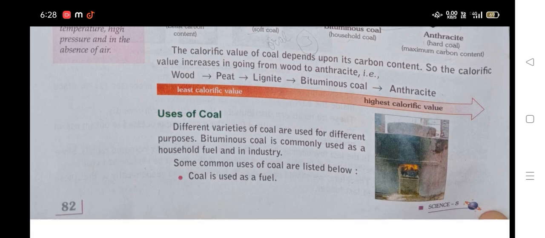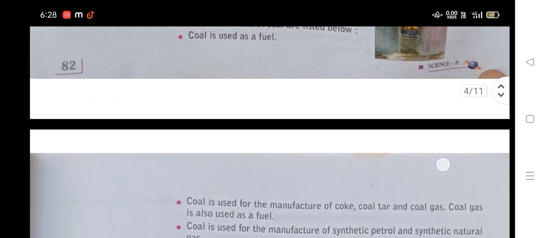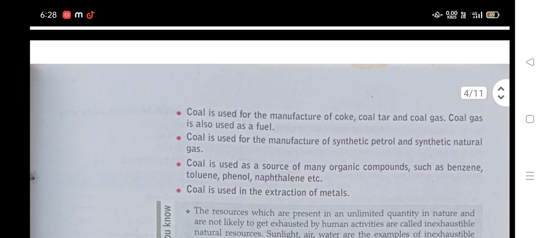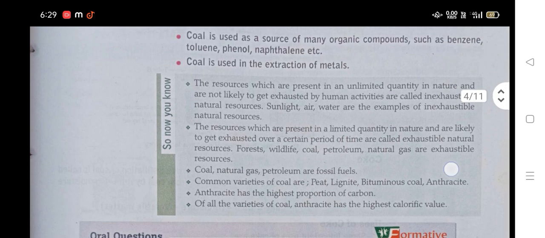Use of coal. Different varieties of coal are used for different purposes. Bituminous coal is commonly used as a household fuel and in industry. Some common uses of coal are listed below. Coal is used as a fuel. Coal is used for the manufacture of coke, coal tar, and coal gas. Coal gas is also used as a fuel. Coal is used for the manufacture of synthetic petrol and synthetic natural gas. Coal is used as a source of many organic compounds such as benzene, toluene, phenol, naphthalene, etc. Coal is used in the extraction of metals.